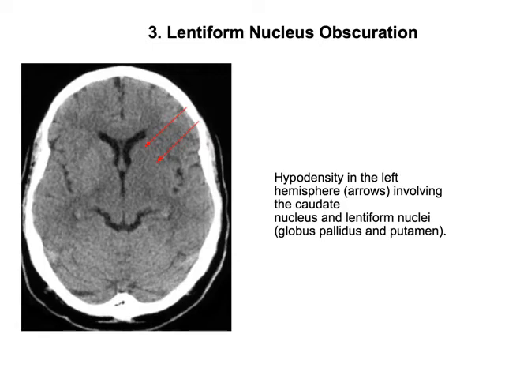Lentiform nucleus obscuration, right? So hypodensity in the left hemisphere. It's involving the caudate nucleus and the lentiform nucleus. These can be a little bit more difficult to pick out. But if we look at the caudate nucleus over here versus over here, we have a nice definition of densities between this and this area. Over here we don't see that, it just kind of looks more like a blob. So it is hypodense.